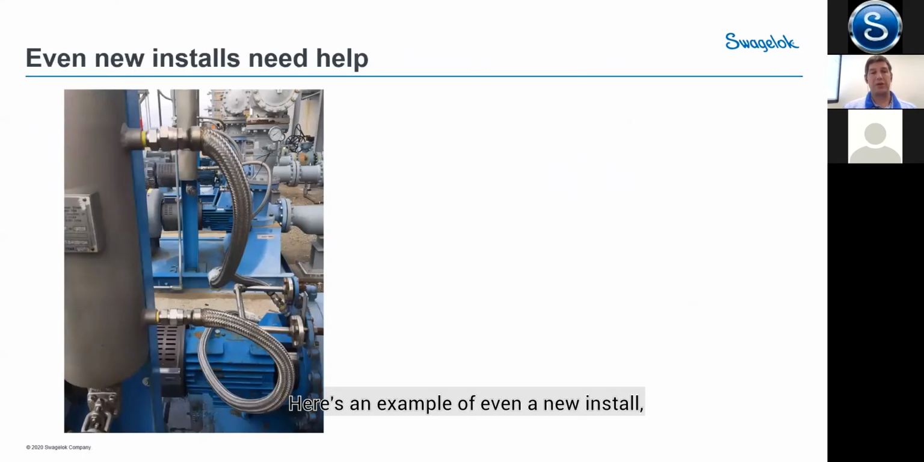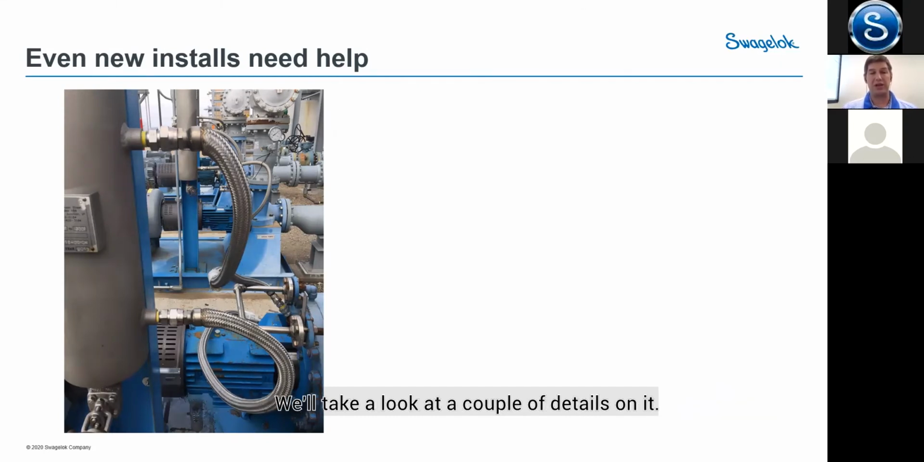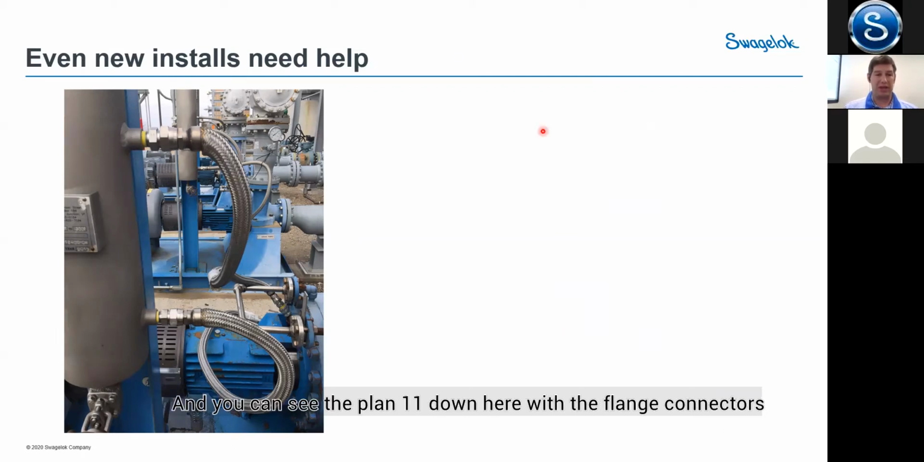So here's an example of even a new install, and this actually became a bad actor pump in the long-term process. We'll take a look at a couple of details on it. This actually has a Plan 11 and a Plan 51 installed on this, and you can see the Plan 11 down here with the flange connectors, as well as the Plan 52 with the seal pot, and 51 with the seal pot and the hose connections.